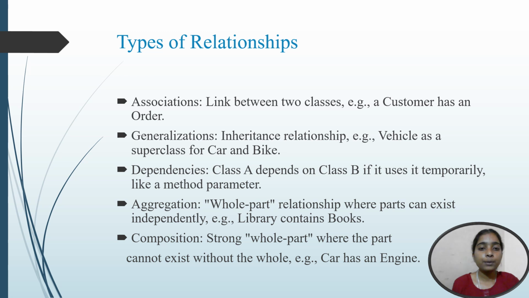Let us discuss the types of relationships. Firstly, association is a link between two classes, for example, a customer has an order. Generalization is an inheritance relationship, for example, vehicle is a superclass for car and also bike. In dependency, class A depends on class B if it uses it temporarily, like a method parameter. Aggregation is a whole-part relationship where parts can exist independently, for example, a library contains books. Composition is a strong whole-part relationship where the part cannot exist without the whole, for example, a car has an engine.